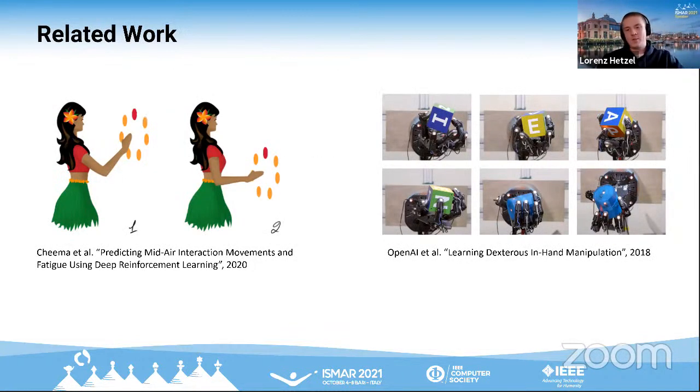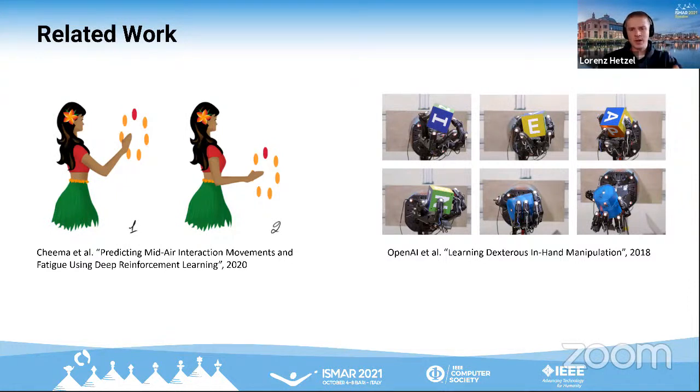Let's take a step back for a moment and have a look at some related work. The work on the left looked at something quite similar to what we're doing. They predict fatigue in mid-air interactions using a biomechanical model and reinforcement learning. However, they consider only very simple targeted reaching movements. And there are other papers like this. They often use highly simplified arm models, which also limits their realism.